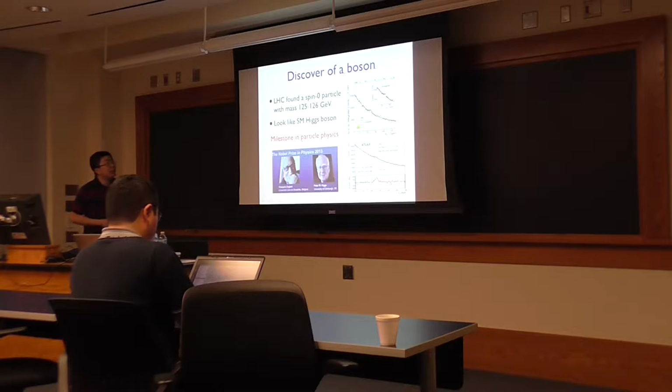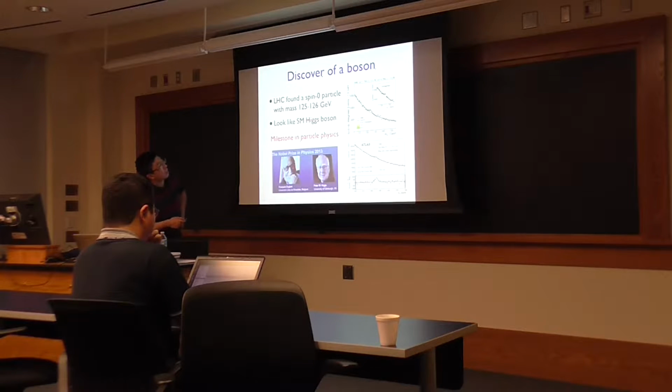We know the LHC has found a spin 0 particle with mass equal to 125 GeV. Here are the CMS and ATLAS results, and you can see the nice little peaks here, which is the Higgs boson. Because the signal event rate looks very much like what is predicted by the standard model, we say that we have discovered the standard model Higgs boson, and that's a milestone for particle physics. And these two gentlemen have gone to Stockholm.